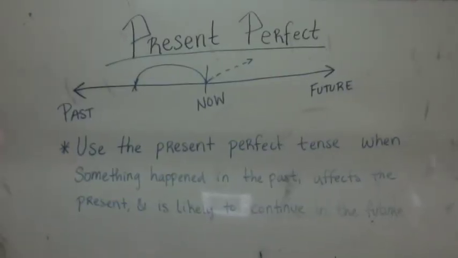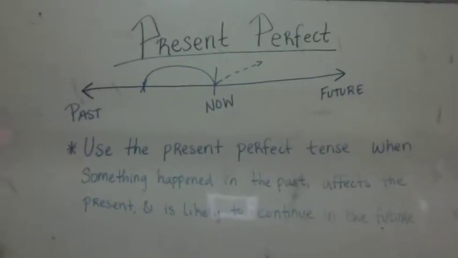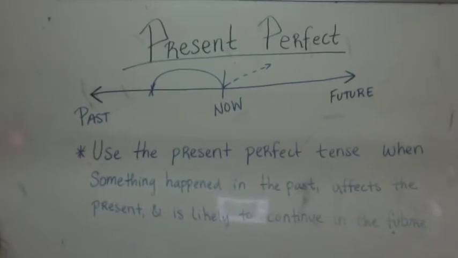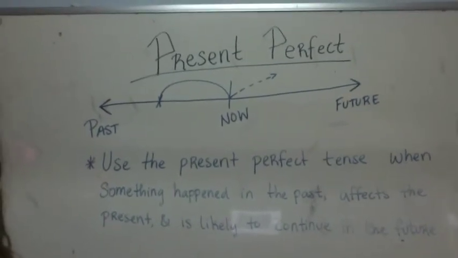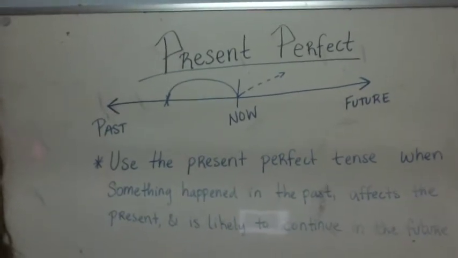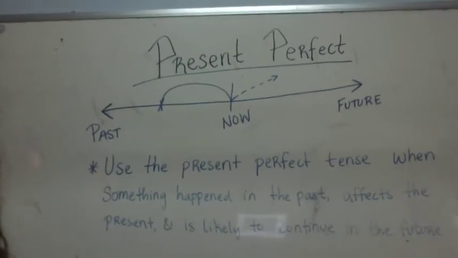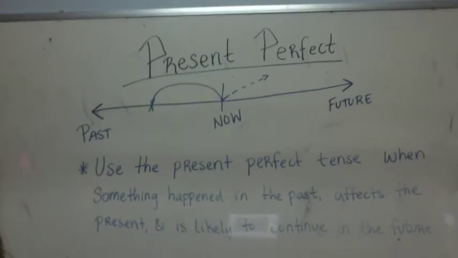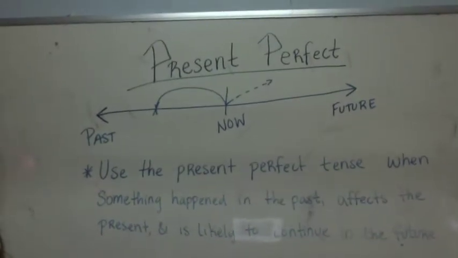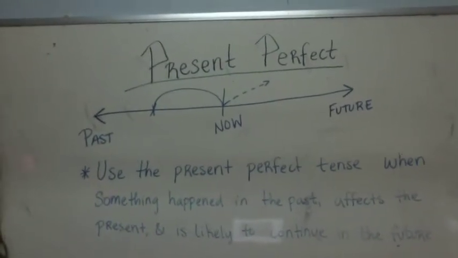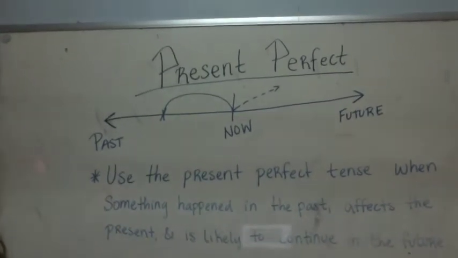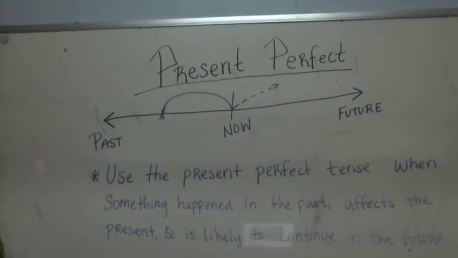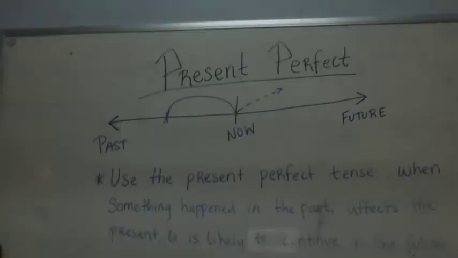Okay, so here we are. Here is a close-up of that definition for the present perfect tense. Again, we use the present perfect tense when something happened in the past and it affects the present, and it is likely to continue in the future. If you need to stop this video so that you can write down these notes, please do so now.